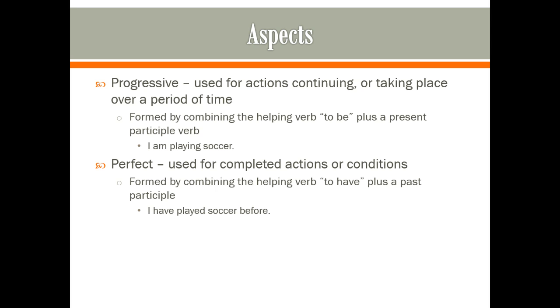The perfect aspect is for completed actions or conditions, and that is formed by combining the helping verb have plus a past participle. So we have, I have played soccer before. That is not currently taking place. I am not playing soccer right now, but I have played it in the past. That's a completed action. It's already taken place, so we use the perfect for that one.